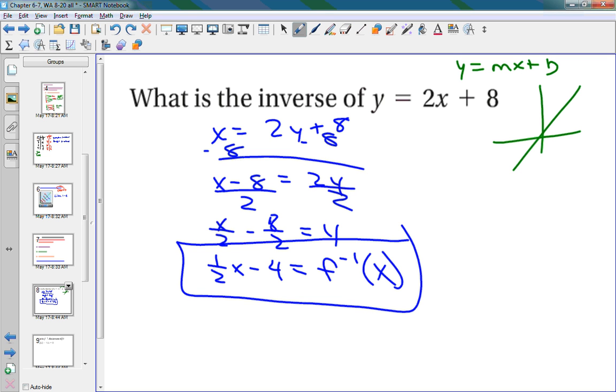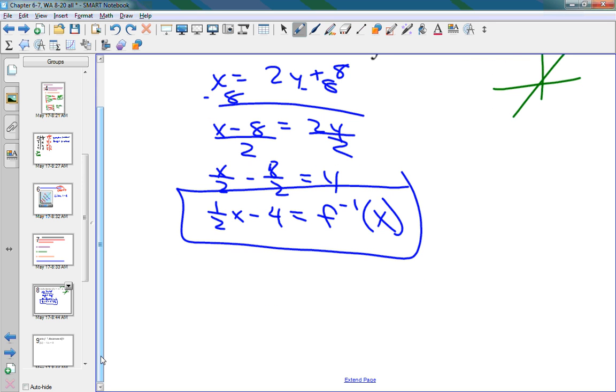We good on that? Now here's my question. Is my inverse, Dylan, is my inverse a function? Why? No, that's not always a true statement. Just because your original problem had an inverse doesn't mean your inverse is a function. So is 1/2 x minus 4 a function?